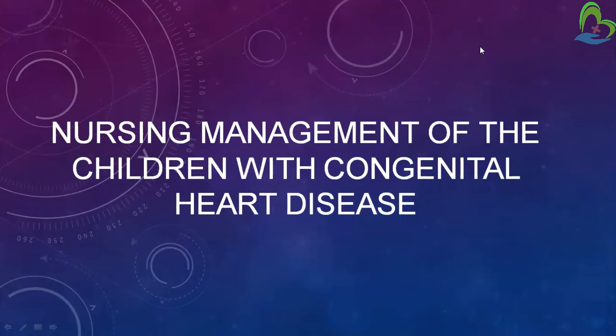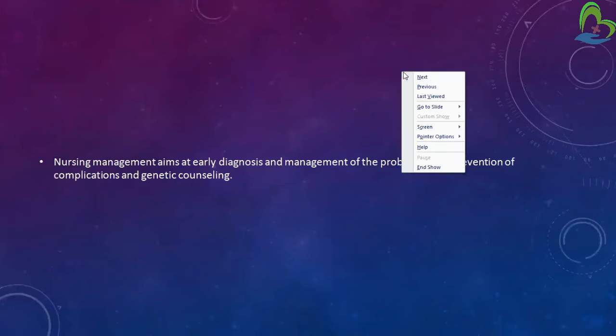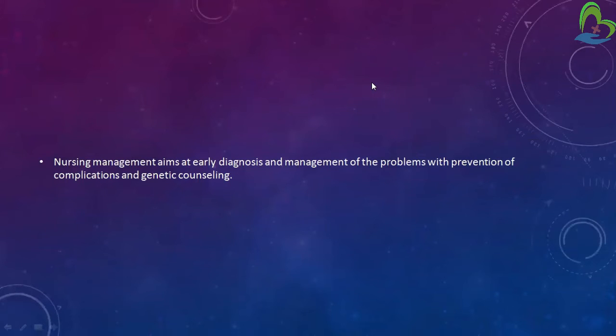So, as we have previously seen congenital heart disease, today we will learn about nursing management of the children with congenital heart disease. Nursing management aims at early diagnosis and management of the problems, with prevention of complications and genetic counseling. So the main goal of nursing management is, firstly, early diagnosis, and for whatever problems are present, we have to do appropriate management and prevent the complications.